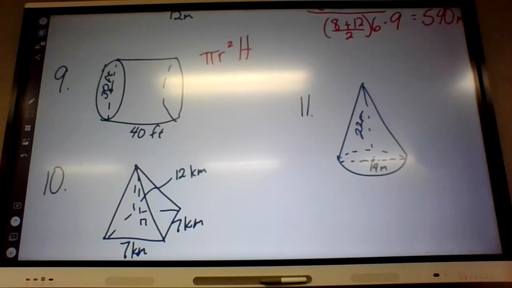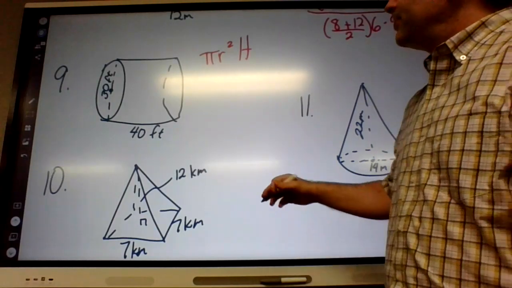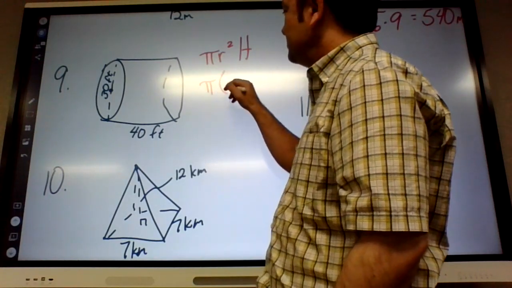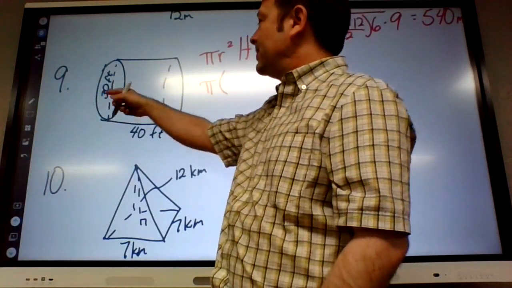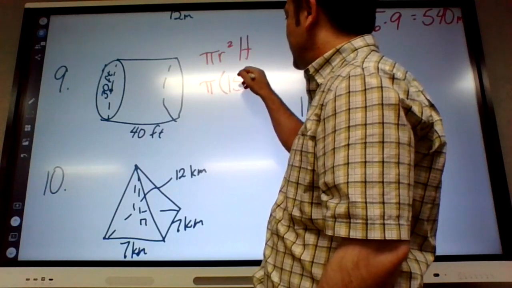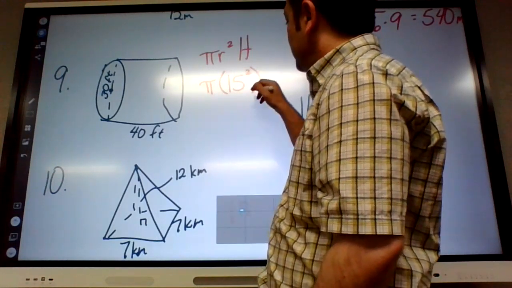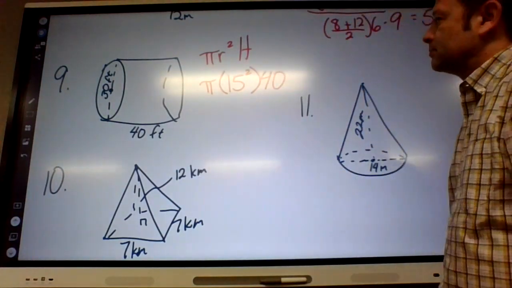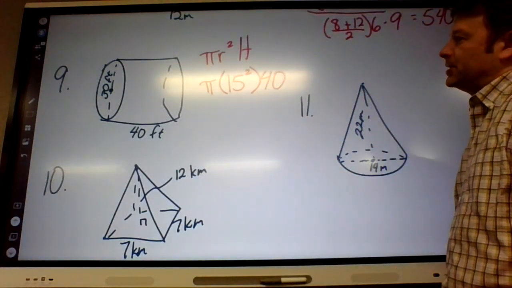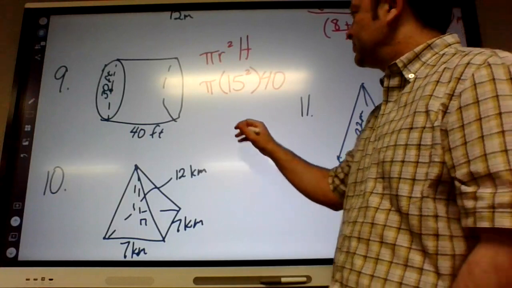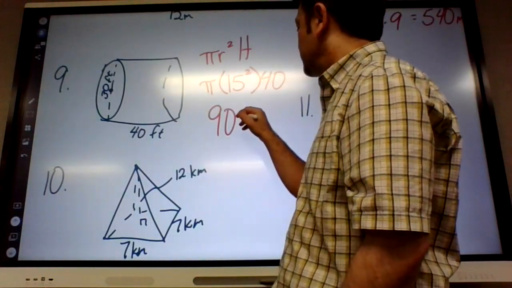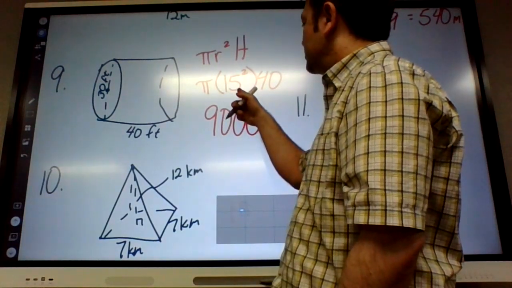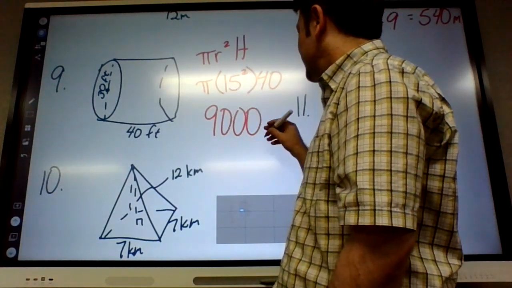This is 14. Okay. So what is the radius on number 9? 30, 15, 15. Radius is 15 because the diameter is 30. Let's see, what is that? 900 pi? 9,000 pi. Oh, because it's squared. Never mind.